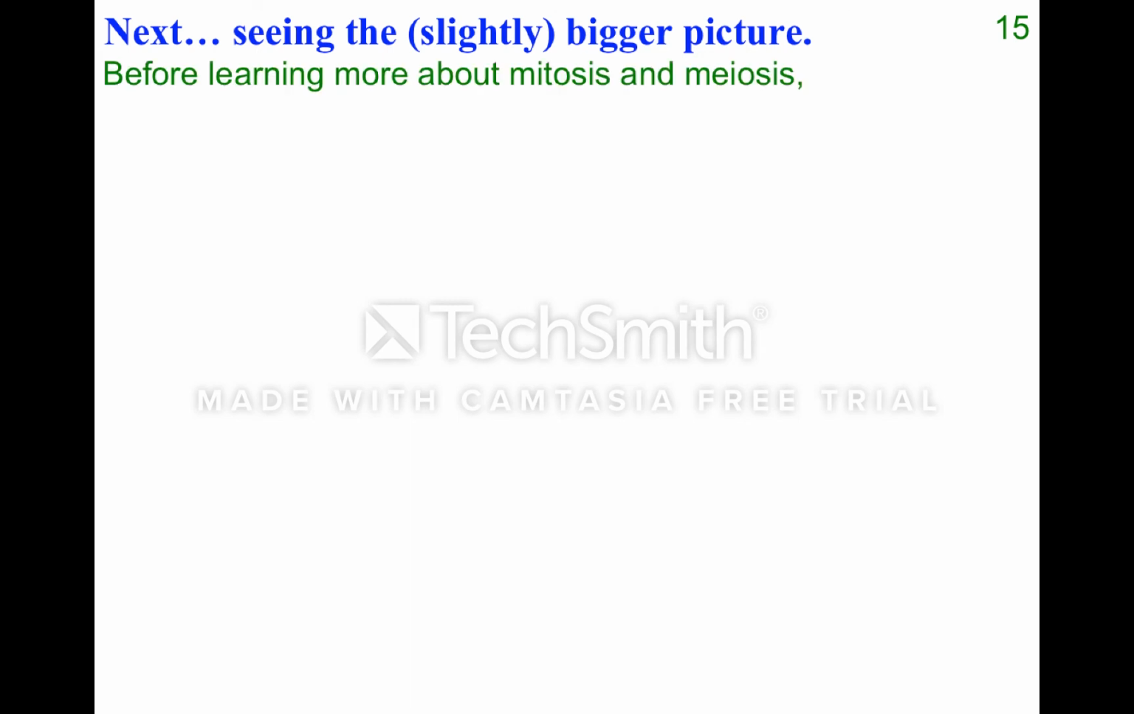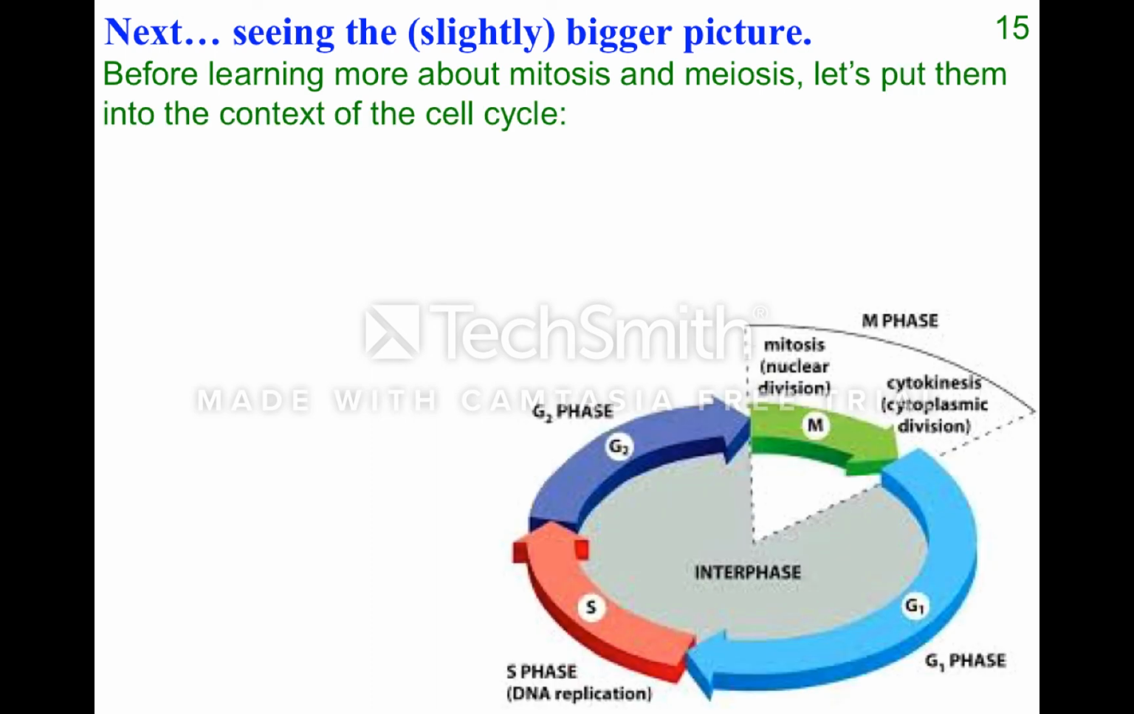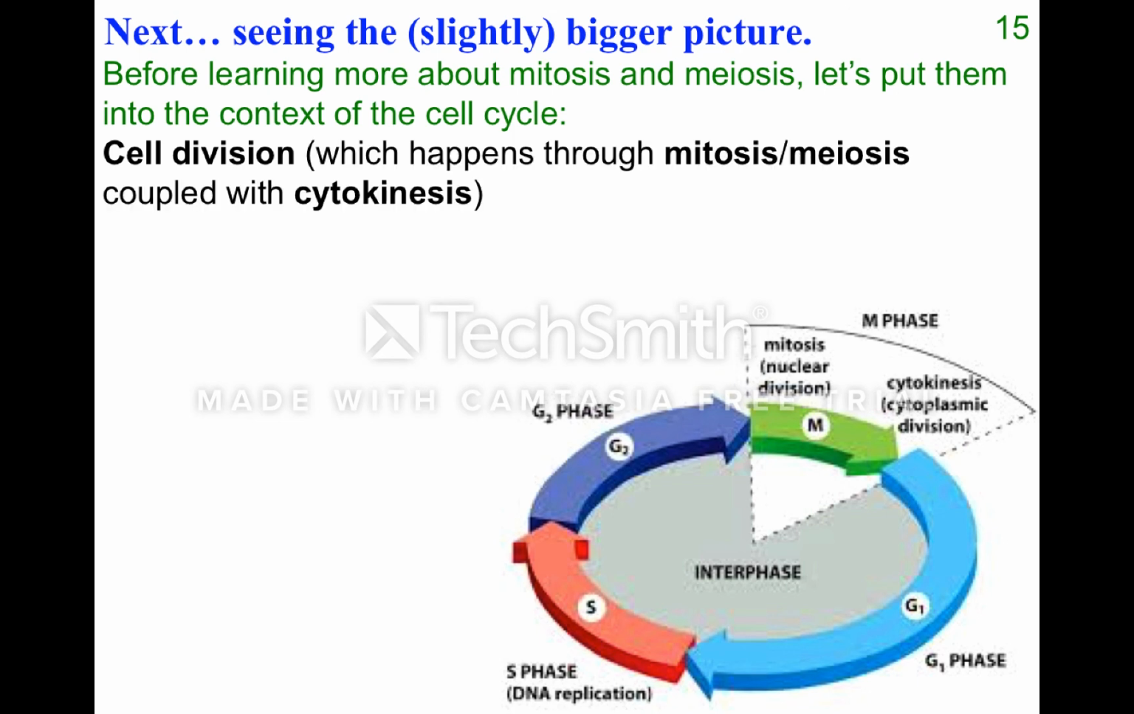All right. So moving on, let's take a look at the slightly bigger picture than just mitosis and meiosis. Before we get into the details of mitosis and meiosis, let's put them in the context of the cell cycle as a whole. So cell division includes mitosis or meiosis, which is how we're dividing up the DNA, coupled with cytokinesis, which is how we divide the rest of the cell. Okay, that's how those two things are separated.